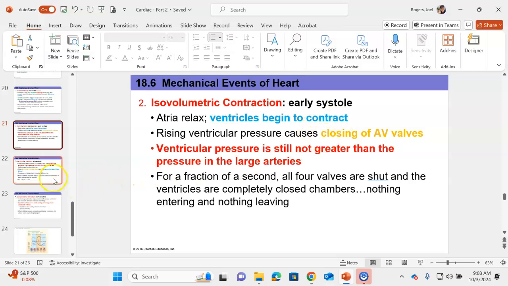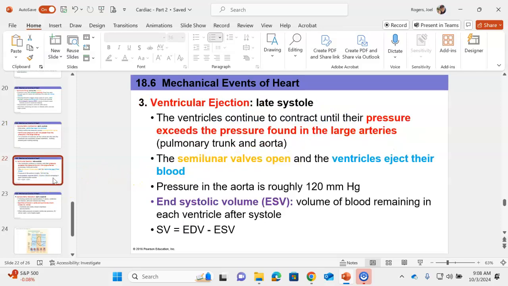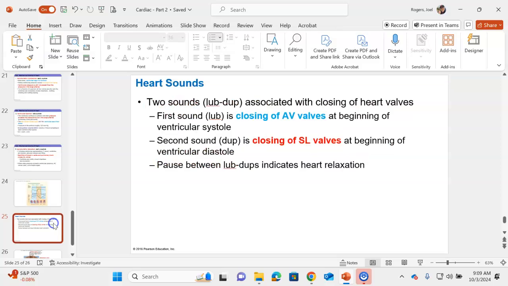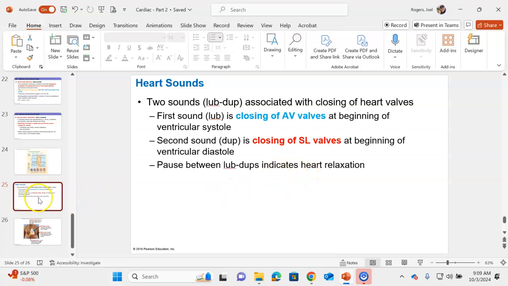Okay, and then if we go here, nothing in phase 3. We go to phase 4 and look at right here. The semilunar valves close. So that would be the dub. So we go back here. Our heart sounds, lub dub, lub dub, lub dub. The first sound is during phase 2 of the cycle. The second sound is during phase 4 of the cycle. Okay, and I hopefully pointed this out in the first cardiac lecture. Make sure, you must know, it's not a suggestion, you must know how all four valves open and close.